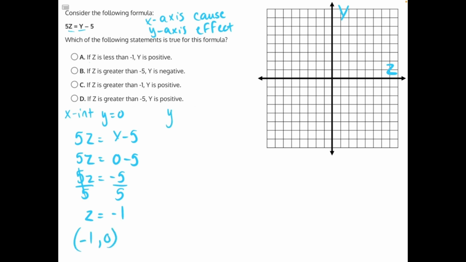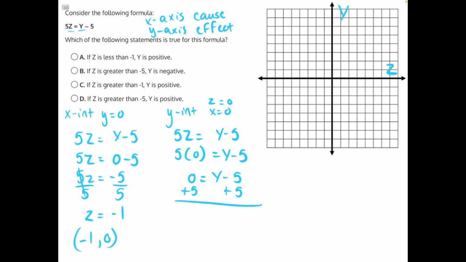And then let's find our y-intercept, or where x equals 0, in this case where z equals 0. We'll rewrite our equation, 5z equals y minus 5, and then plug in 0 for z. 5 times 0 equals y minus 5. 5 times 0 will just give us 0 equals y minus 5. And then, since 5 is being subtracted, let's do the opposite and add it to both sides. These will cancel, giving us 5 equals y, or the coordinate point 0, comma 5.